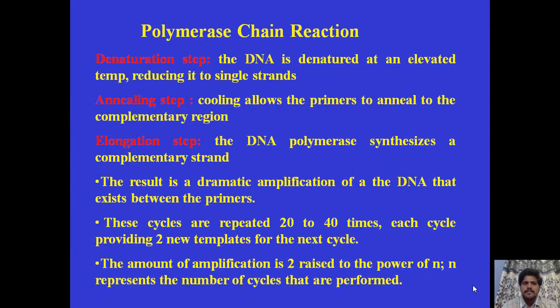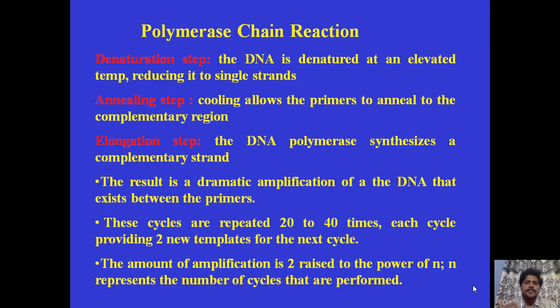So the first step is denaturation. The DNA is denatured at an elevated temperature, reducing it to single strands. Actually, DNA is a double-stranded molecule, and because of this denaturation, it separates into two single strands. Then annealing, the second step. Cooling allows the primers to anneal to the complementary regions in this step. The third step is elongation. The DNA polymerase synthesizes a complementary strand in this elongation step. The result is a dramatic amplification of the DNA that exists between the primers.